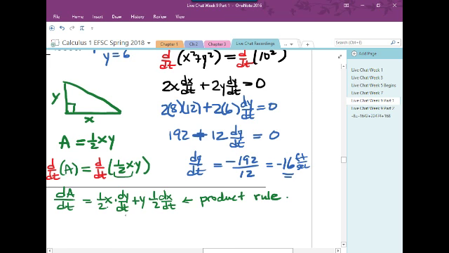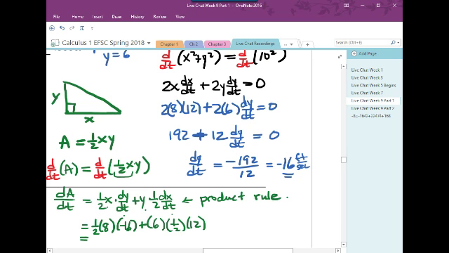Okay, so now to find dA dt, we need all these different pieces of information. We need the x, we need the dy dt, the y, and the dx dt. But we have all of those because we found them earlier. So remember, 1/2 of x was 8. dy dt we found was negative 16. For y, we had found that that was 6. And then dx dt was 12. Okay, so let's multiply this all together and see what we get.